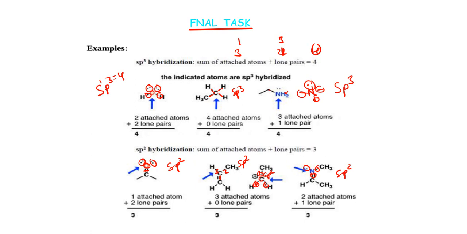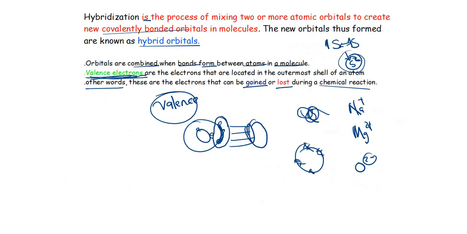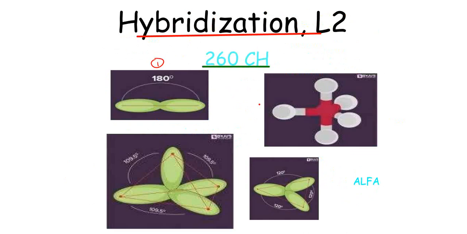Because in each bond there are how many? There are 2 electrons there. So just include those lone pairs you'll be finding whenever you actually see them, and include them in the number for hybridization. So this actually marks the end of the hybridization lecture 2 of CH260.